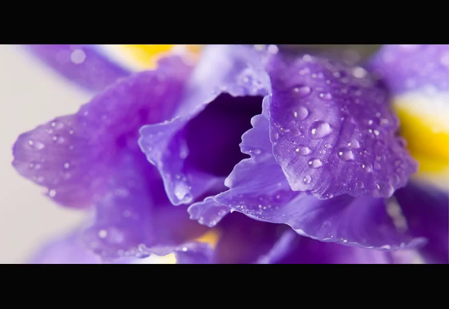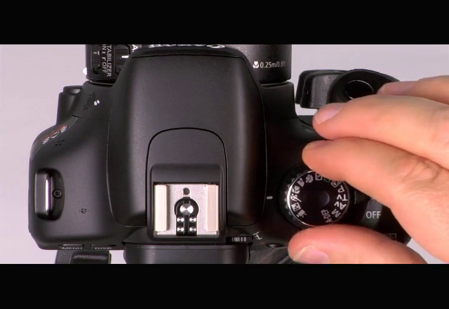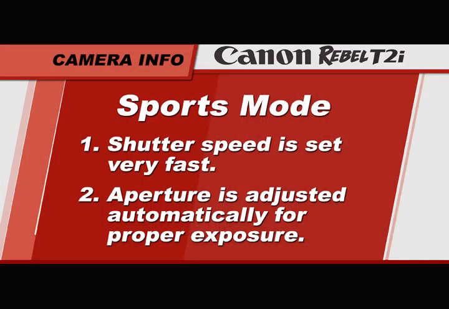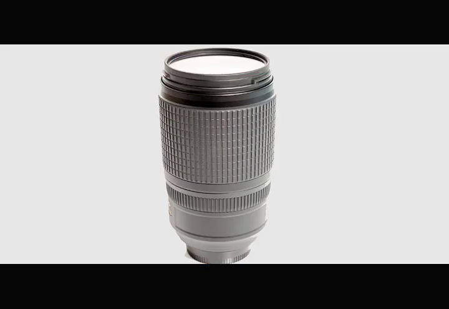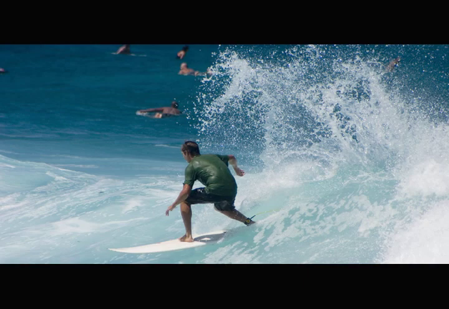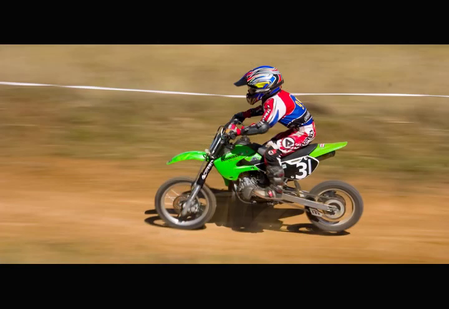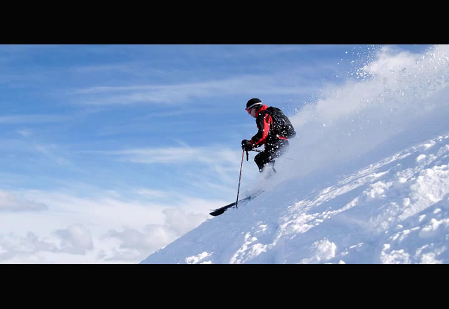To capture fast-moving subjects, select the sports mode. When shooting in sports mode, the camera selects a fast shutter speed to help freeze the action. A telephoto lens is a good investment if you want to shoot great action pictures. A telephoto or long lens helps you get closer to the action and gives you a greater range of focal length options.